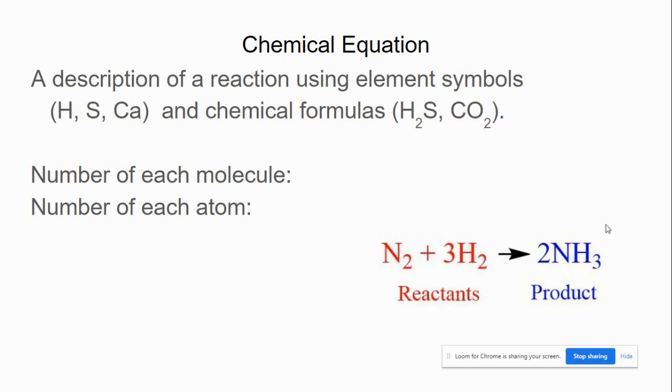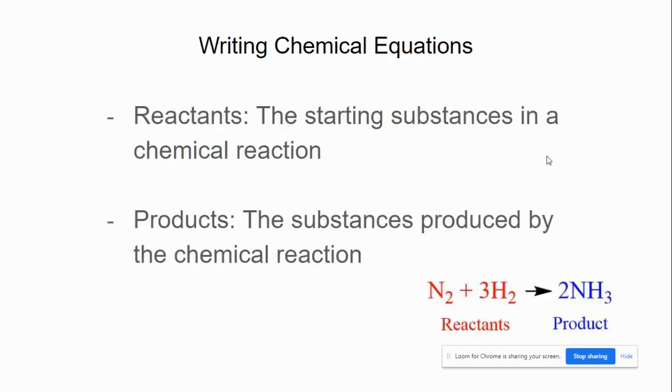So if I look at my chemical equation here, this would tell me I have 1 molecule of N2, 2 nitrogen atoms together. In this one here, I've got 3 molecules of H2, 2 hydrogens bonded together. And in this one, I've got 2 molecules of NH3, 1 N, nitrogen, and then 3 hydrogens all bonded together. So that's how we read our chemical equations in that way, with those 2 numbers.